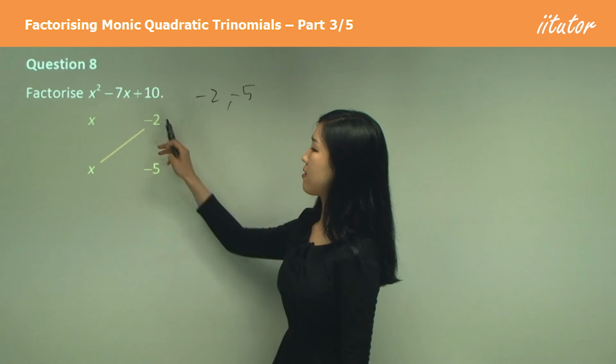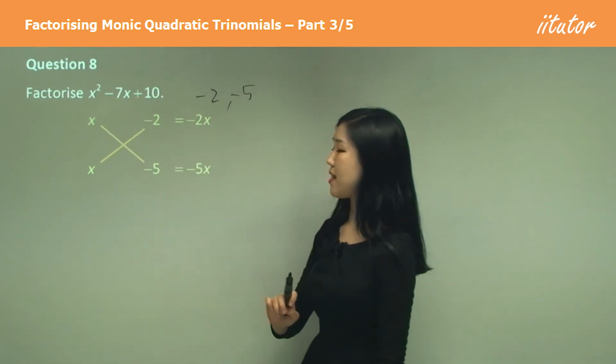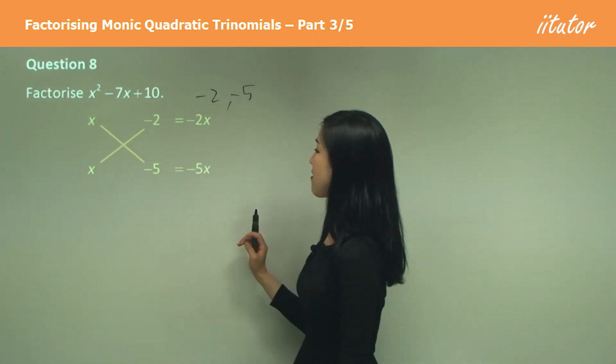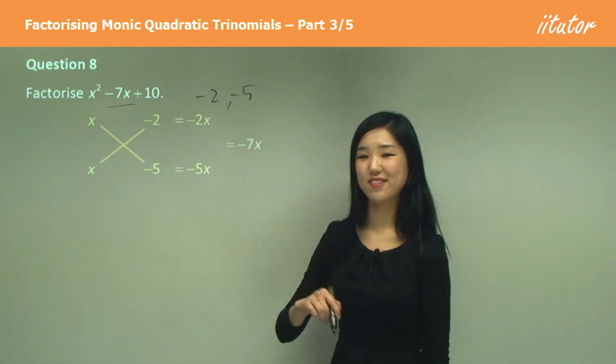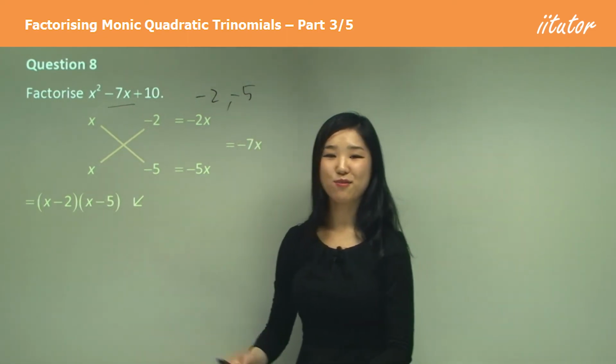We'll start with this one. x times negative 2 is negative 2x, and x times negative 5 is negative 5x. Put them together. Negative 2x minus 5x is negative 7x, which is the same as that one. So we've got the right choice. So it's going to be x minus 2 times x minus 5.